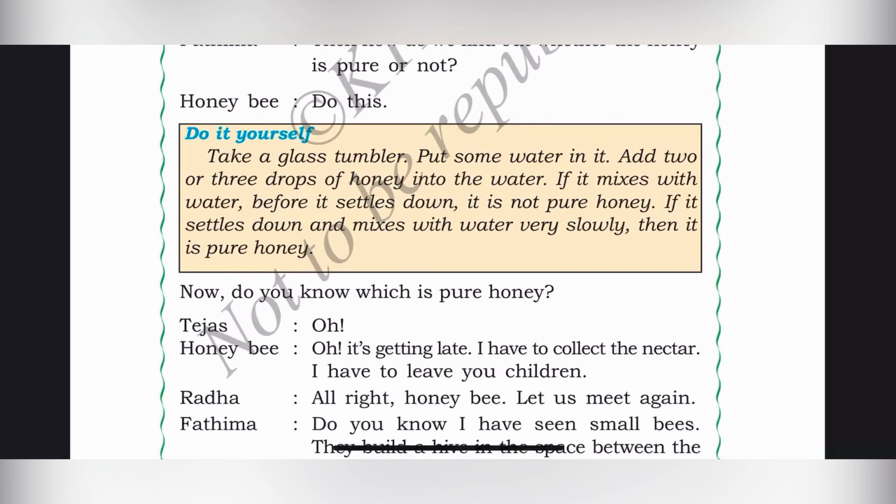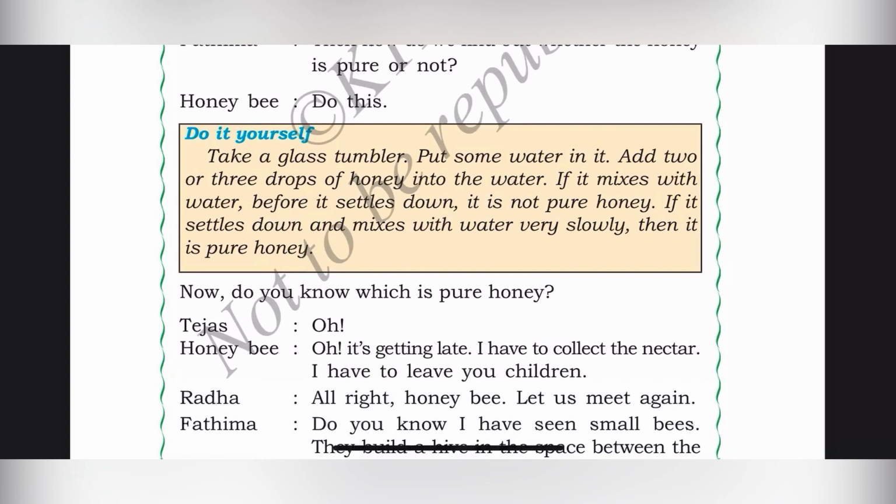Children, it's a small activity. Just take a glass tumbler, put some water in it, and add 2 or 3 drops of honey into the water. If it mixes with the water before it settles down, it is not pure honey. It is sugar syrup mixed honey. If it settles down and mixes with water very slowly, then it is pure honey. Children, this is a very small activity. You can do this with the help of your elders. Now let's move on to the next session.